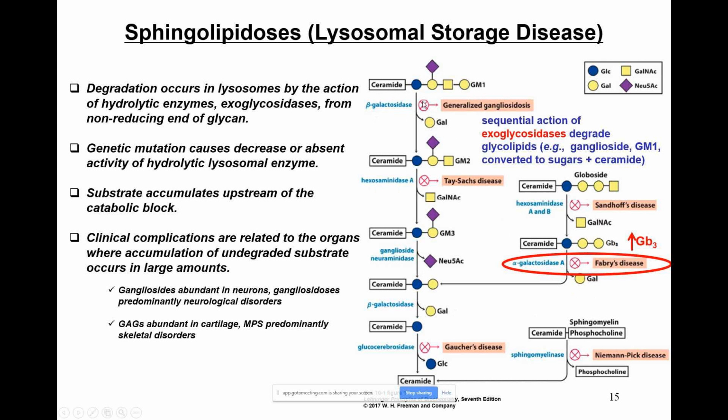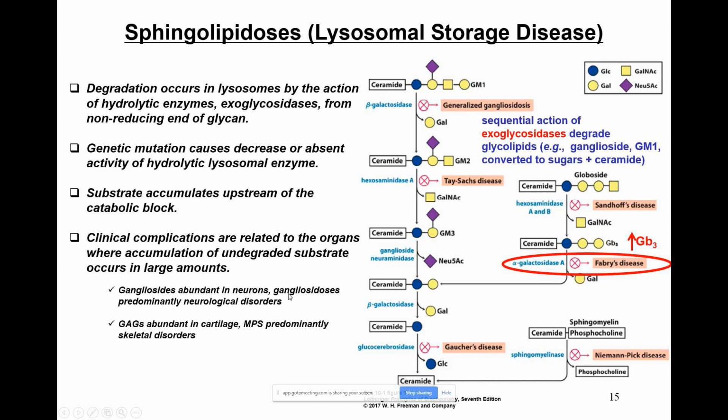Now, a similar process occurs if this were a glycoprotein. Again, in the lysosome, we would have proteases that would degrade the protein part of the molecule into amino acids. And again, for the N-linked glycans, we'd have the same type of process where we have the sequential action of exoglycosidases that would remove the sugar one at a time.